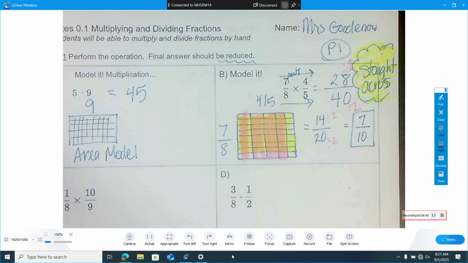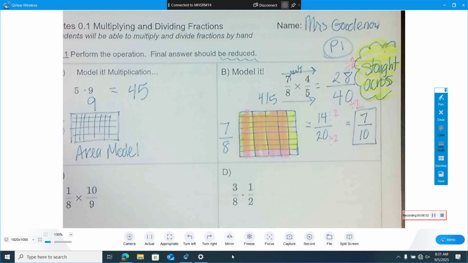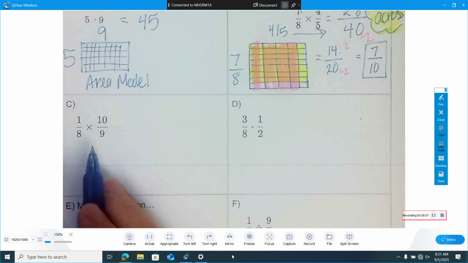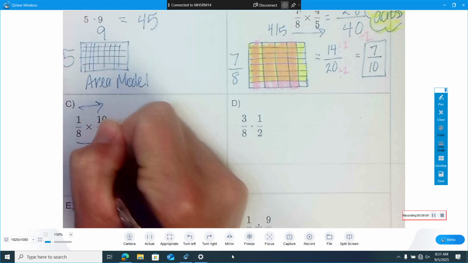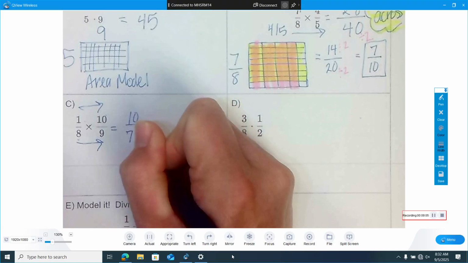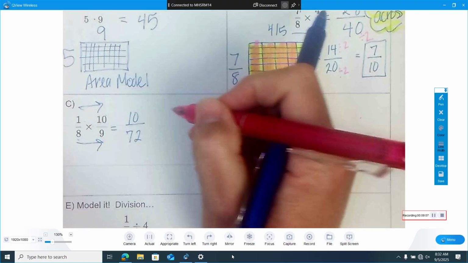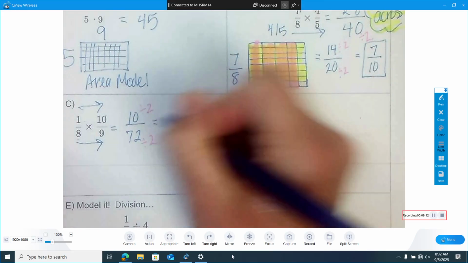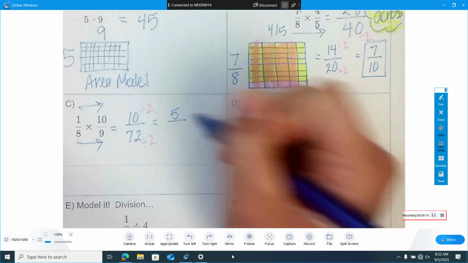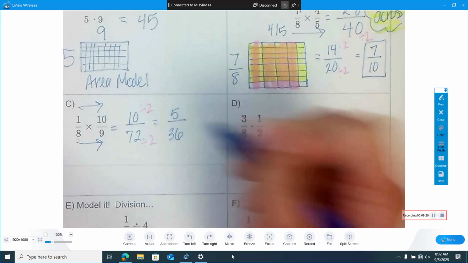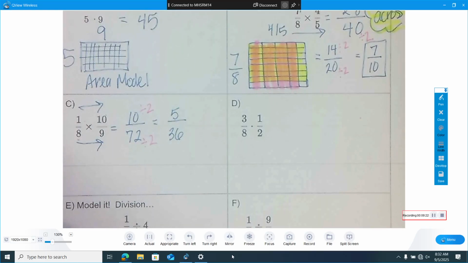Okay, so creating fractions and multiplying can be done with the area model just as well. Let's look at C and D. Again, we're multiplying. How do we multiply? Straight across. Thank you. 1 times 10 is 10. 8 times 9 is 72. They are divisible by 2. Good. Ooh, okay. 10 divided by 2 is 5. 72 divided by 2 is 36.